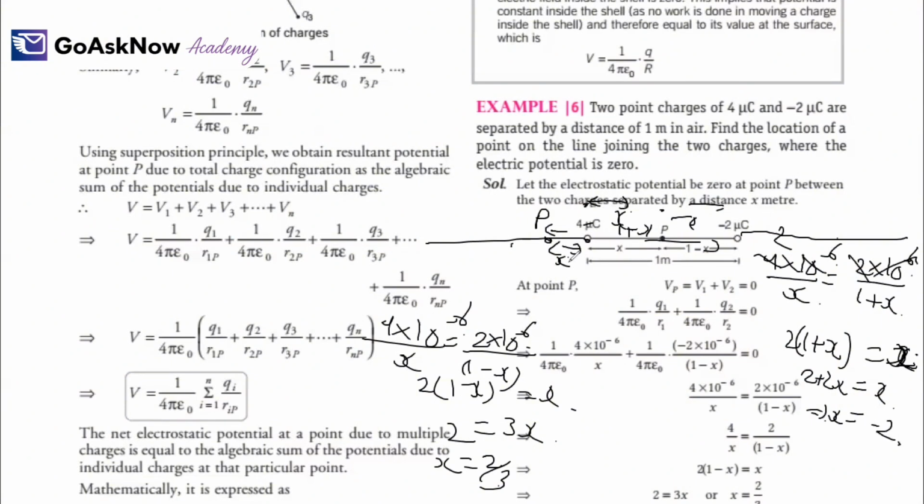minus 2. So this distance will be minus 2. The minus sign shows that this point is on the left hand side. So this will be a distance of 2 from this charge. If you substitute minus 2 here, what do you get? X is coming as minus 2 only.